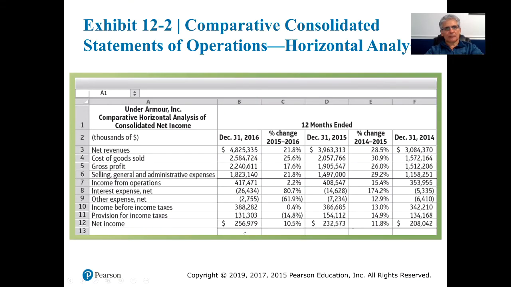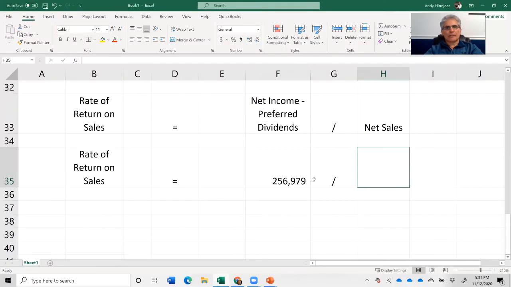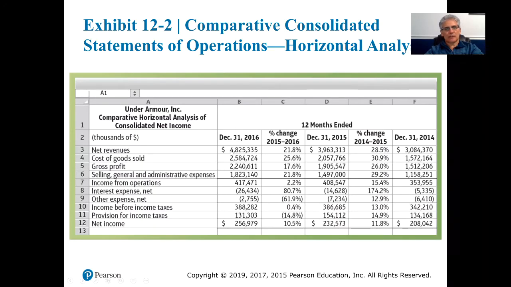Net income is the bottom line number, 256,979,000. That's the bottom line number. And we're going to divide that by net sales, which is also net revenues, 4,825,335.